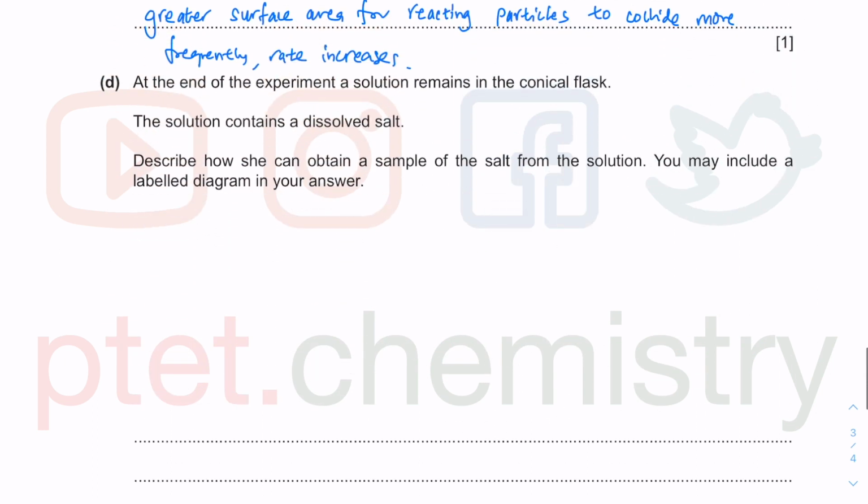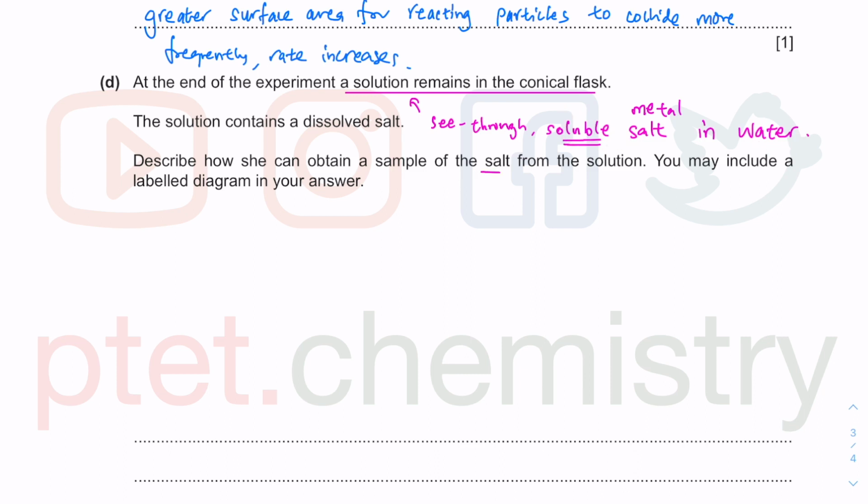Now, at the end of the experiment, you have a solution remains in the flask. A solution means you see through, so it's transparent. That's because everything's soluble. So you have a soluble salt because metal plus acid give you a metal salt, a soluble metal salt in water. This is a mixture. How do you get soluble stuff out of water?